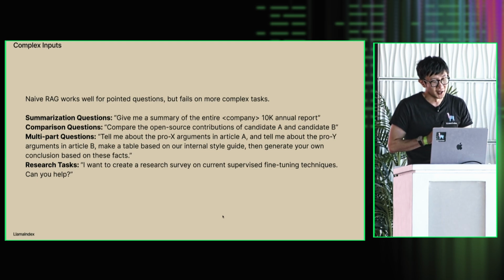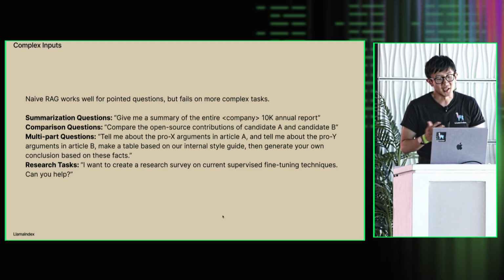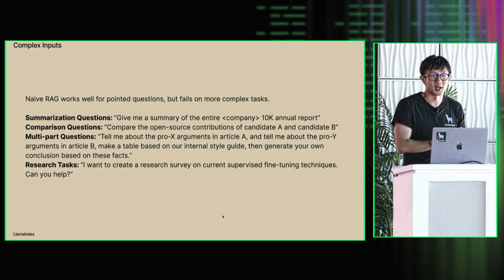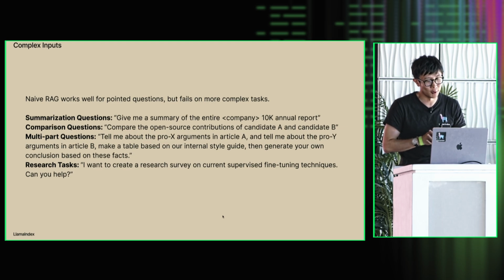The next piece here is on agentic reasoning. Naive RAG, so far we've mostly talked about data, right? Data indexing, parsing, retrieval, but we still haven't talked about agents. So the main limitation of any of these RAG pipelines so far is that they're not very good for questions that aren't pointed in nature.